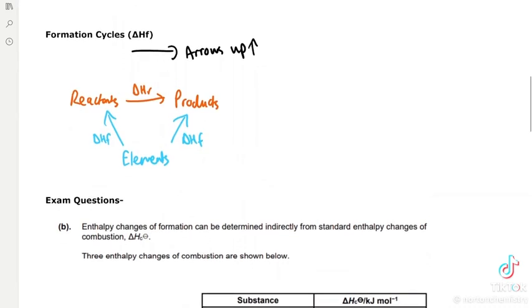For formation cycles, you have the arrows facing upwards. So from the elements to the reactants and the products, you have the enthalpy change of formation values, and then from the reactants to the products, you have the enthalpy change of reaction value.